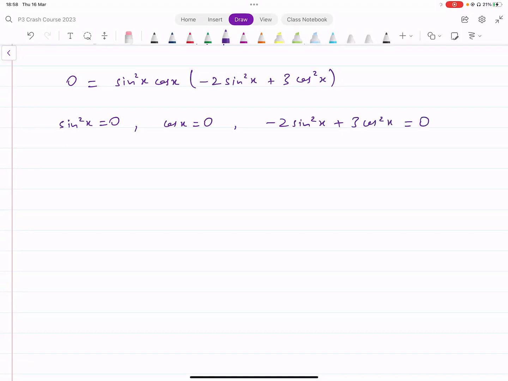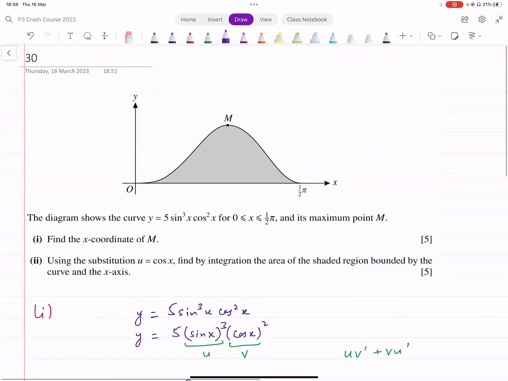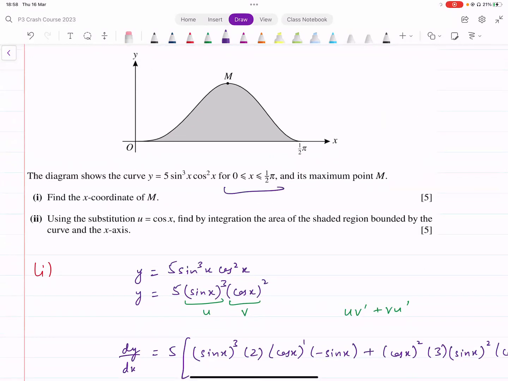Now we need to think about the interval for x that we have here. x is between 0 and pi over 2. So we are looking for a value that is in the first quadrant only. You can see it's 0 to pi over 2. Pi over 2 is 90 degrees. So we are only looking for a value in the first quadrant. We don't have to go outside the first quadrant.